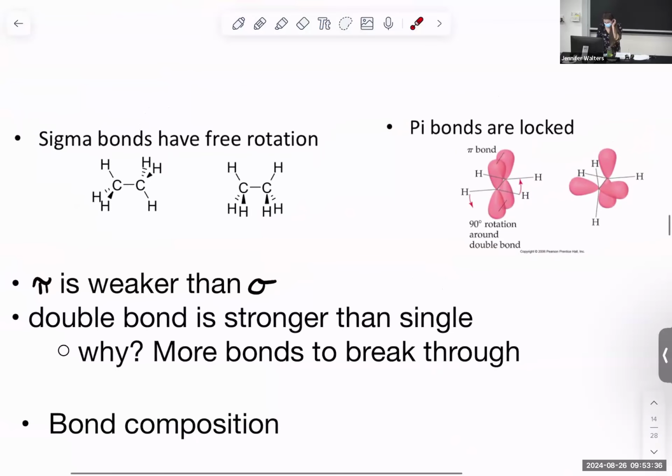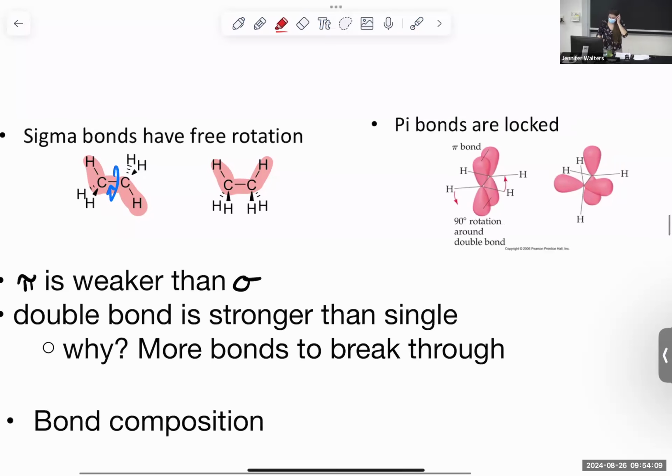So looking at what I mean by free rotation versus locked: with single bonds, where you just have a sigma, I can do that free rotation. I can spin that bond to get these different arrangements, where I can have the lines pointing down, or I can have the lines pointing up, and I didn't break the bond. The bond exists. This works because the electrons are along that middle, so they can freely spin.